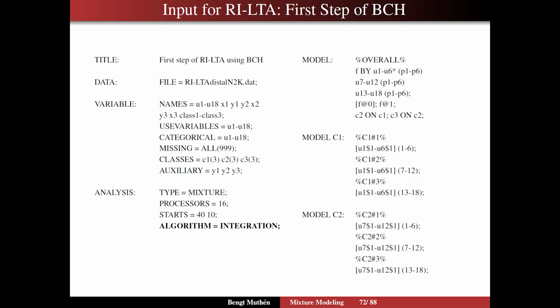On slide 72 then you have the input for RI-LTA, first step of BCH. So you have a new data set here with the 18 indicators. And we have 3 Y's. We also have X, but we're going to ignore that for now. And in the first step, we use the latent class indicators, the 18 of them, and they're binary. And we have 3 latent class variables. And we want to save the Y's, the distal outcomes, for the last step of BCH. And what's new here then is that we have to have an algorithm equals integration statement in the analysis command.